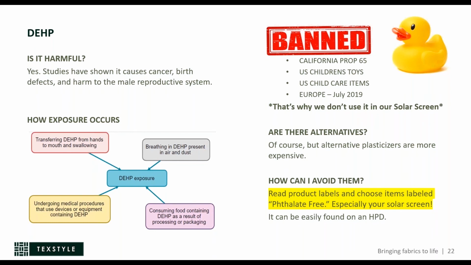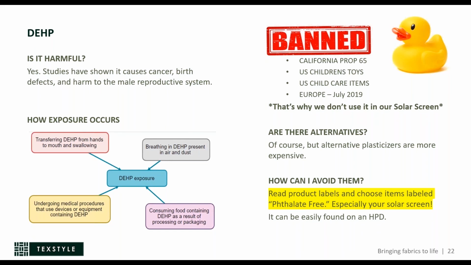So regardless, I want to share that we at Texstyle have made a conscious decision to ensure that our solar screens, such as 3000 net, 3000 HT, 4000 net, Xweave, which is our external screen, can also be used indoors, do not use this phthalate, DEHP. Why am I telling you this?